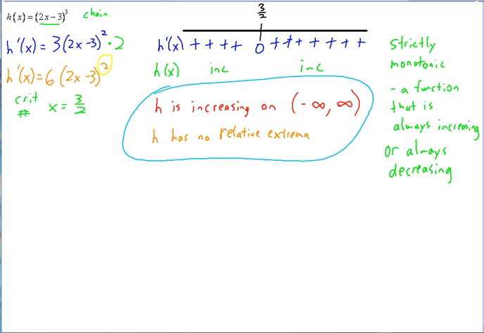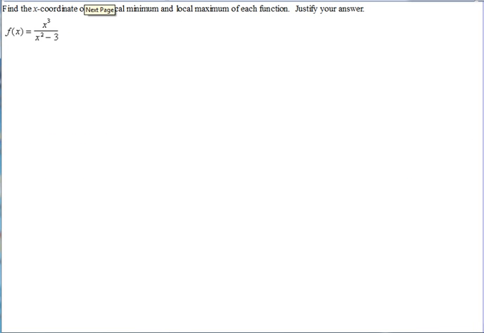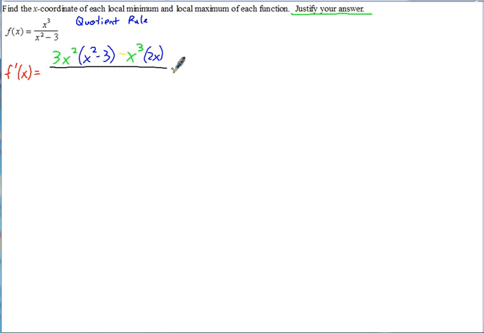Okay, now let's take a look at the next one. It says just find the x coordinate of each local min or max. So here we're not going to need the y coordinate. The difference here is we're going to justify our answer. So you can see on this one, to take the derivative, we would need to use the quotient rule. So for f prime of x, we start with the derivative of the numerator, which is 3x squared, times the denominator as it is, x squared minus 3, minus the numerator as it is, x cubed, times the derivative of the denominator, which is just 2x. And all divided by the denominator as it is, squared.